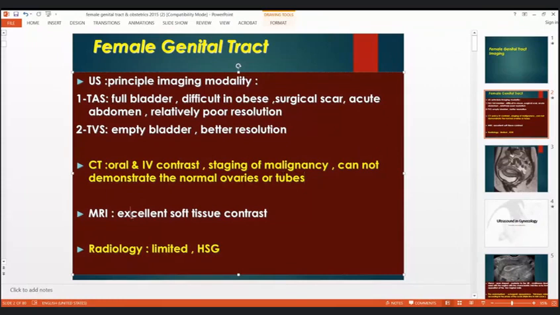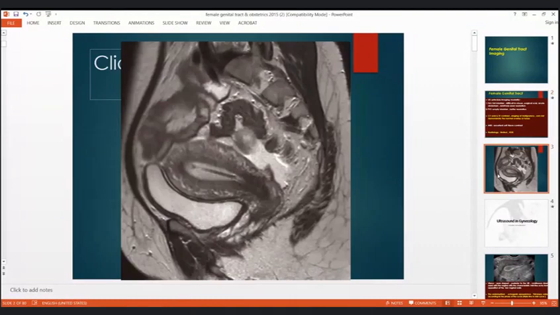pathology. MRI, on the other hand, has excellent soft tissue contrast, enabling adequate visualization of the uterus, tubes, and ovaries for various conditions, benign and malignant. Plain radiography has limited role, and the principal investigation that is used with X-ray is hysterosalpingography, and we'll come to hysterosalpingography in a moment.